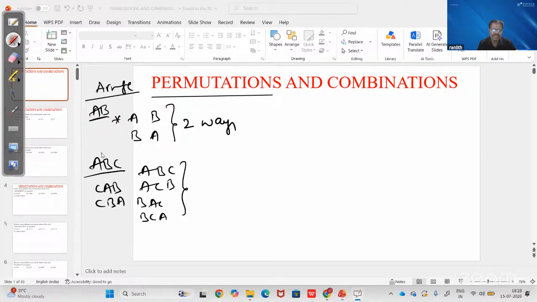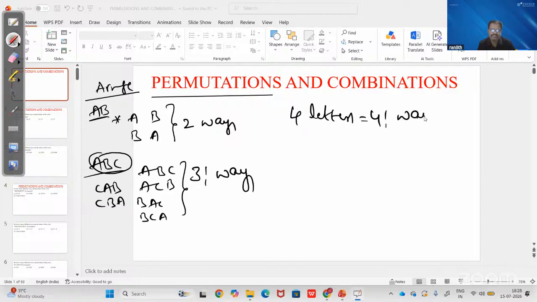In total we have 3 letters. With 3 letters we get 6, which we can write as 3 factorial ways. Next, if it is 4 letters, in how many ways can we arrange them? 4 factorial ways.